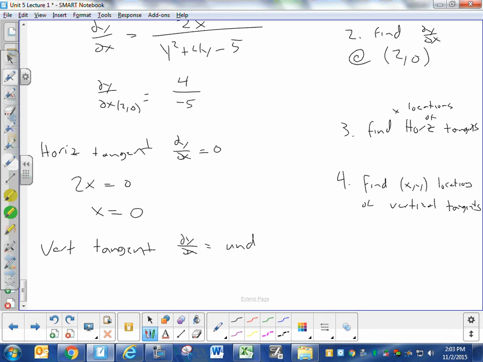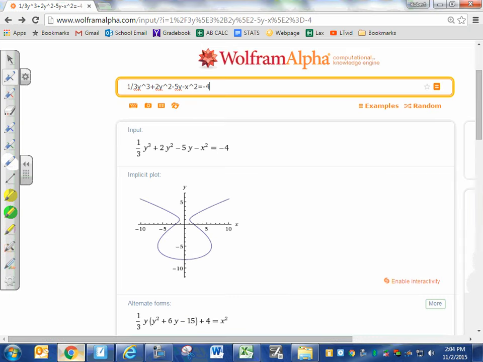And when I set something equal to undefined, if it's a fraction, what do I have to worry about? The denominator. So I got y squared plus 4y minus 5 equals 0. I'll be able to factor. And get two y locations. Okay, now I get two y locations, I check on the graph, and I find, yep, when y is -5, here's a vertical tangent, here's a vertical tangent. When y is 1, here's a vertical tangent, here's a vertical tangent.